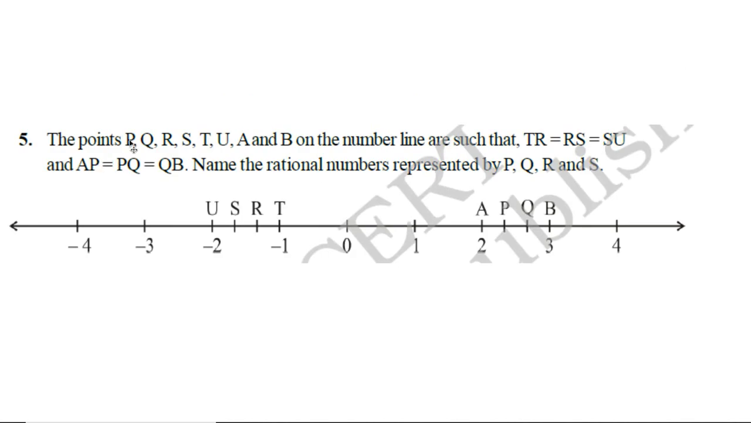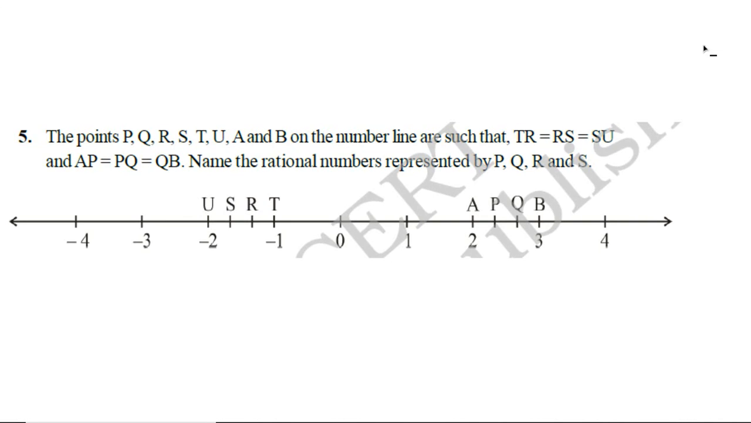Here is the next question. The points P, Q, R, S, T, U, A and B on the number line are such that TR is equal to RS is equal to SU, and here AP is equal to PQ is equal to QB. Name the rational numbers represented by P, Q and R.